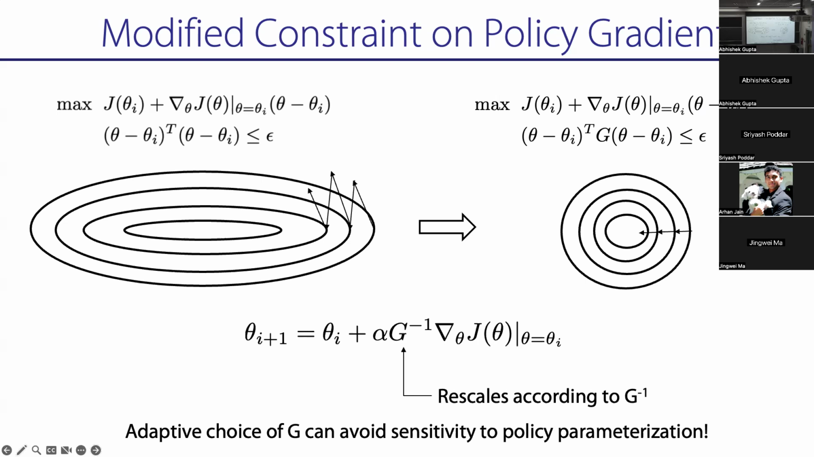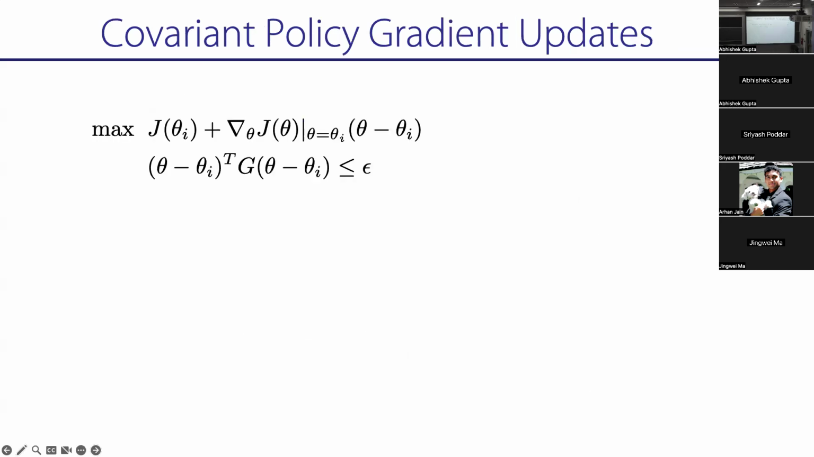So the question is, how do you choose G? What should G be? What ideas do we have on how we should choose G?